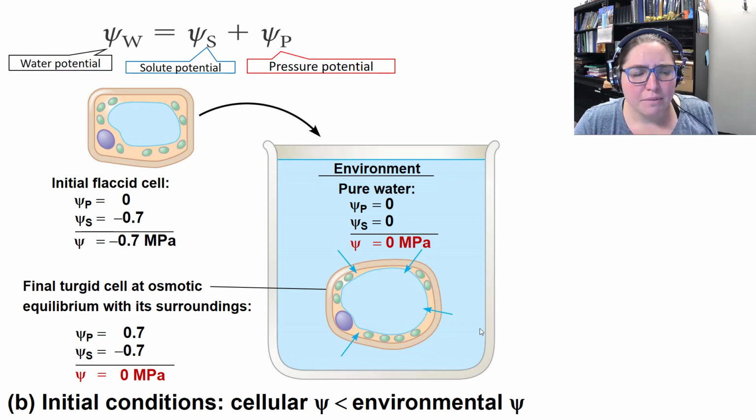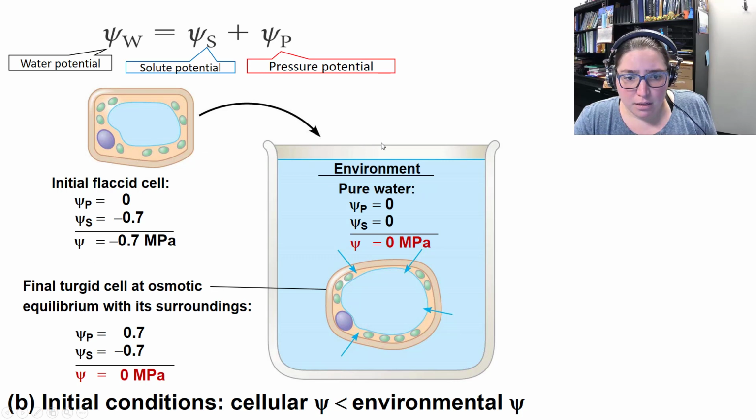Another example, here again we have our initial flaccid cell with a pressure potential of 0, solute potential of -0.7, so total water potential of -0.7. And we put it into a beaker of pure water with a pressure potential of 0 because it's open to the environment, solute potential of 0 because there's no solute in pure water. So our total water potential of that beaker is 0 megapascals, and we're going from high to low water potential here. So the water goes into the cell and the cell swells up there.